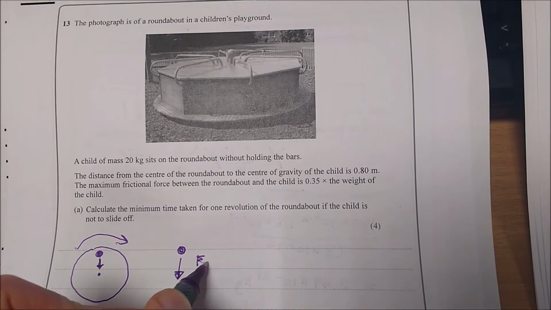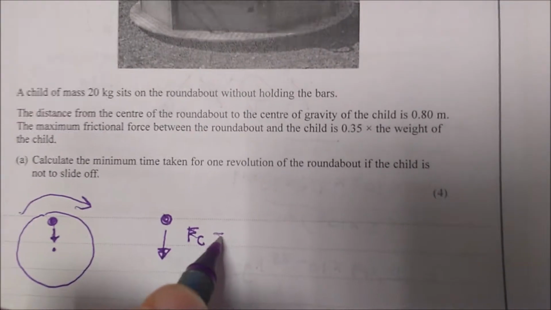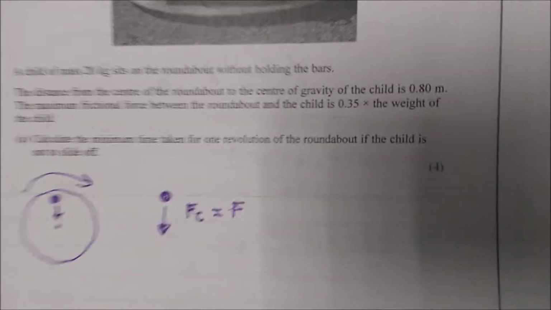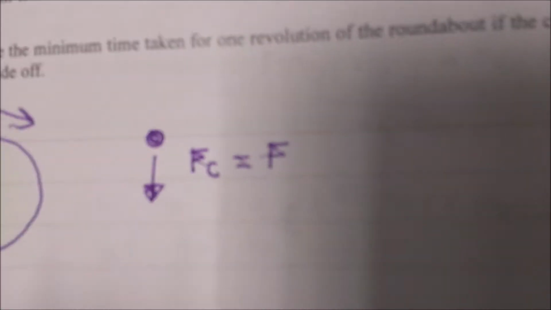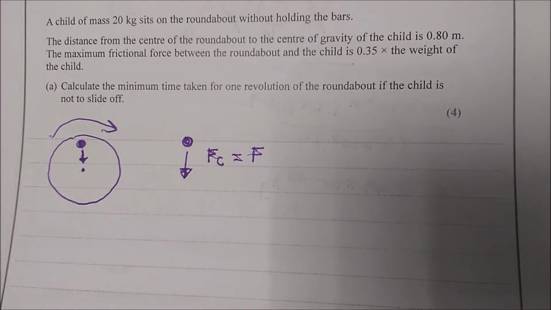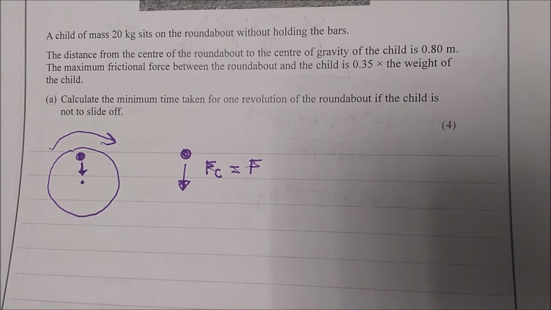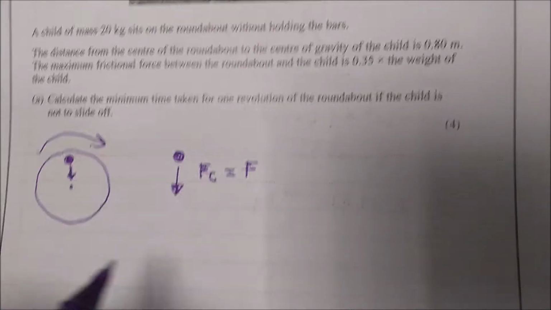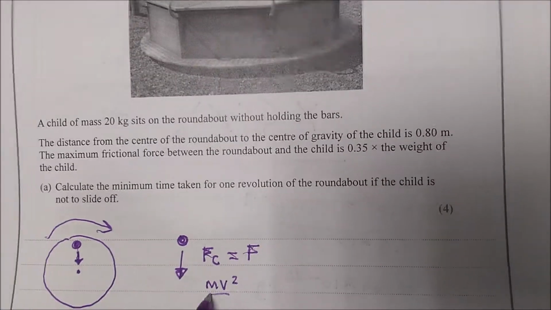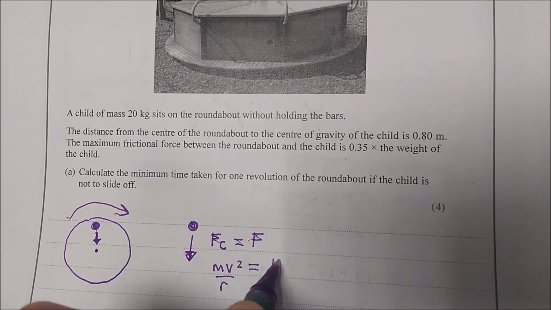So if I put Fc, centripetal force, the centripetal force is provided purely by friction between the child and the roundabout. They're not holding onto the bars or anything like that. So the centripetal force is solely due to the friction. It's not a resultant force in this case. The centripetal force required in motion is always mv squared over r. So the centripetal force required is coming from the friction.